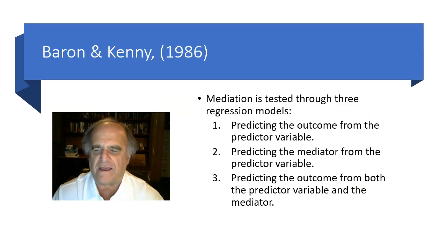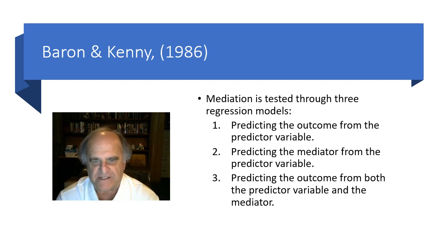Okay, probably the study of mediation started with Barron and Kenny, 1986. And I believe I've given you some readings from Barron and Kenny. Barron and Kenny argue that mediation can be tested through 3 regression models: predicting the outcome from the predictor variable, predicting the mediator from the predictor variable, and predicting the outcome from both the predictor variable and the mediator. And then you can use that information to get your paths.